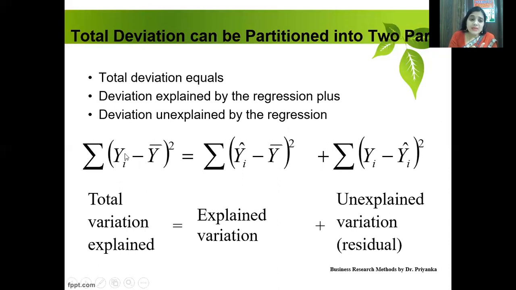Total variation is basically the summation of actual value minus mean, the whole square, which is equal to the estimated value minus mean, that is your explained variation. And when you take the actual value minus the estimated value, that would be the unexplained variation. We can see that this is actually not explained here. The actual value minus the predicted one, that difference is still there, that is not explained anywhere.